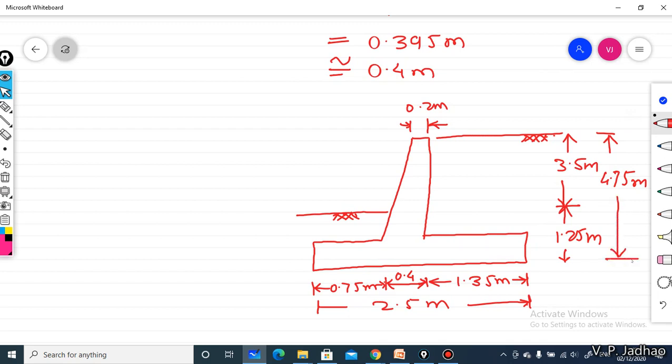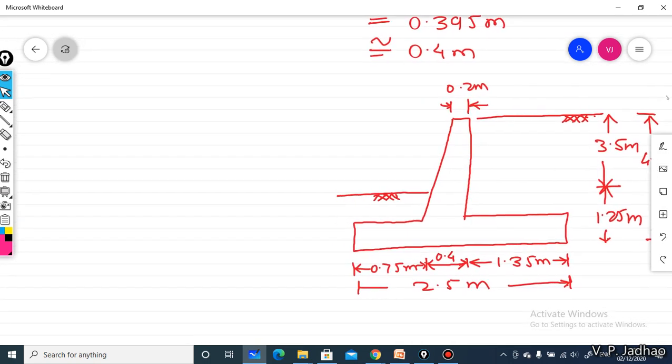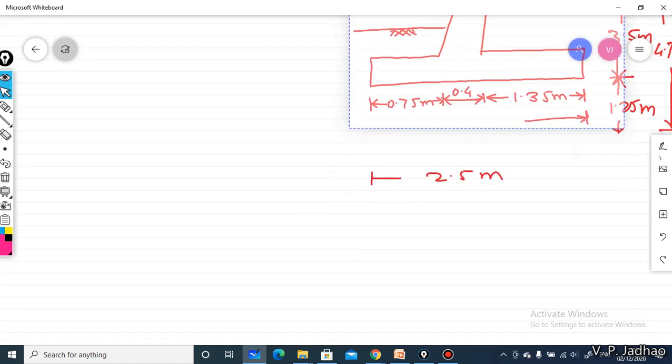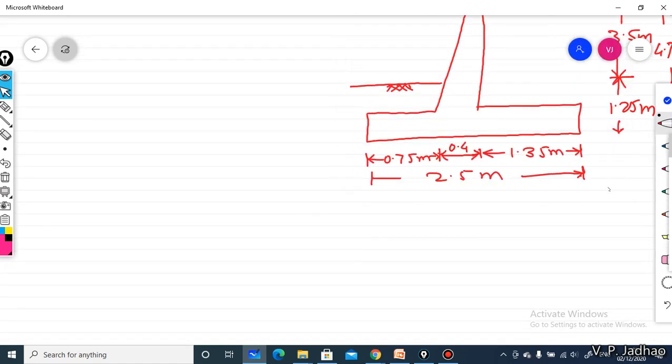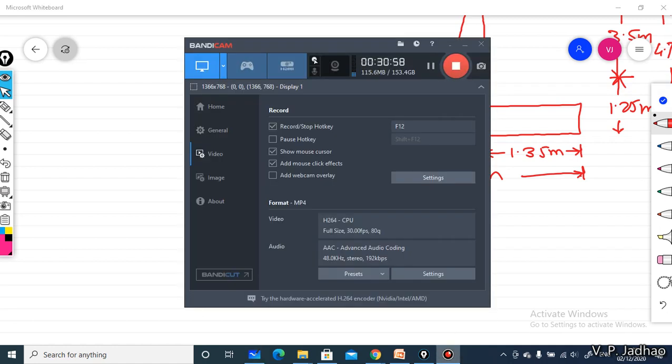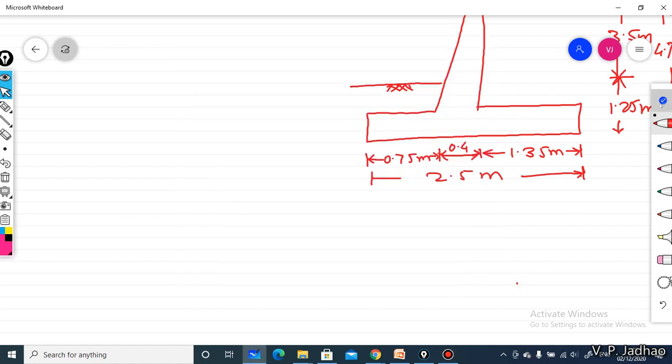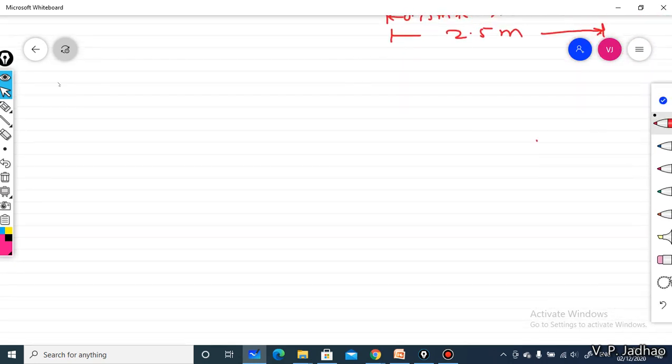So this is how we have fixed the dimensions of your retaining wall, and now we have to check for the stability of this particular retaining wall. So step number 3 is check for stability.